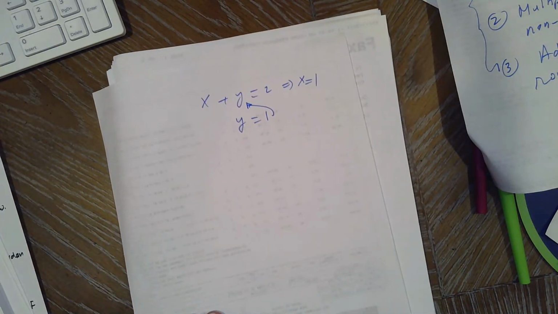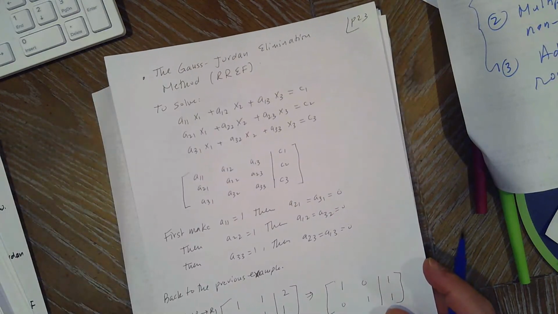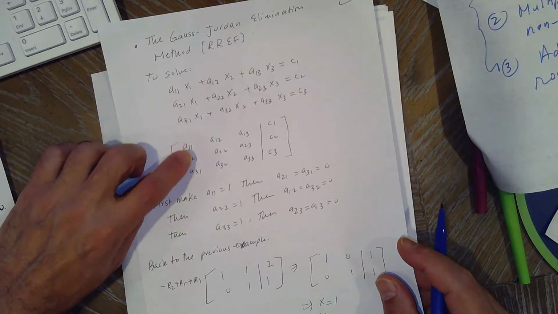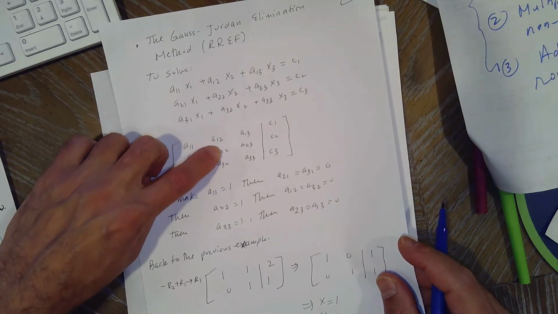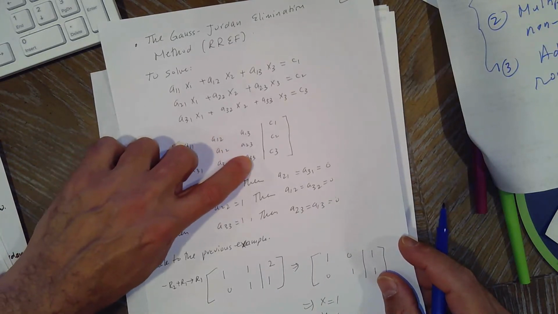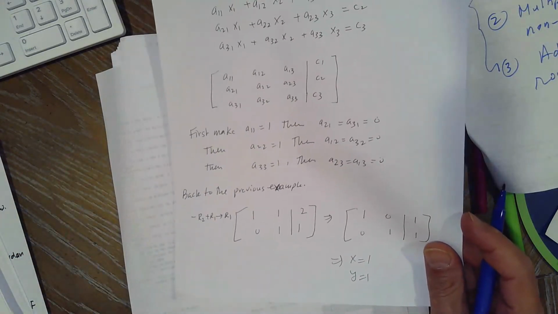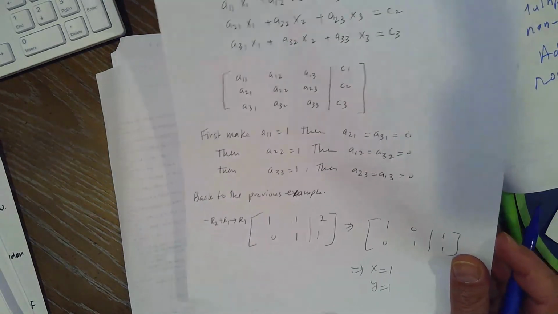Now for 3 by 3, same idea. I'm not going to write it down here. So you're going to write the augmented matrix, then you get your 1, and then zeros, then you get your a22 to be 1, and then zeros, then you get this to be 1, and then zeros. That's a lot of work, okay? In that order.